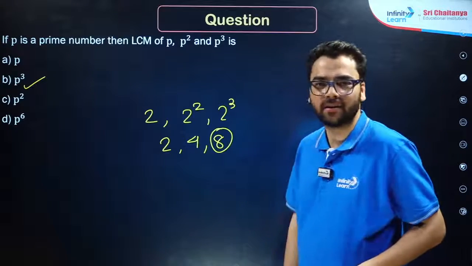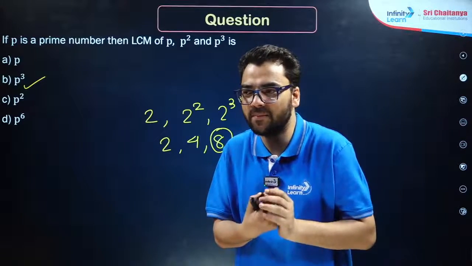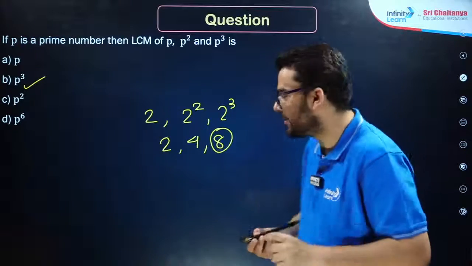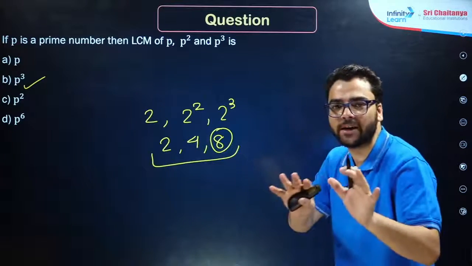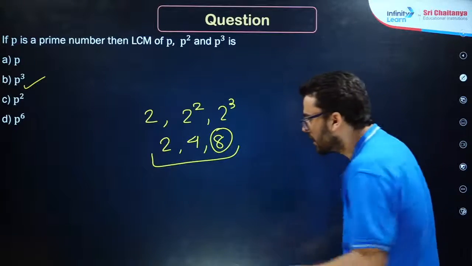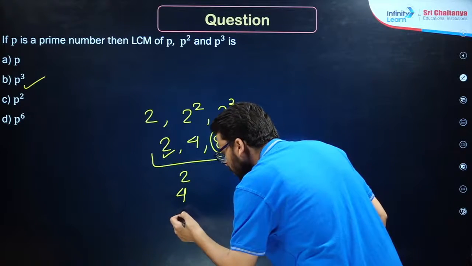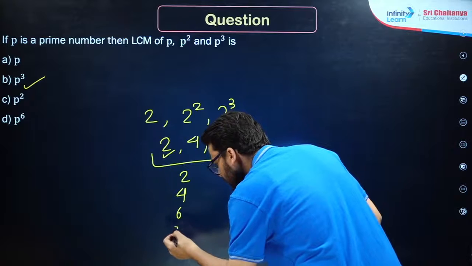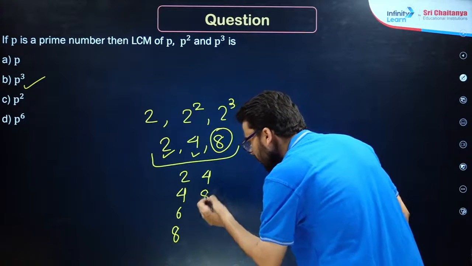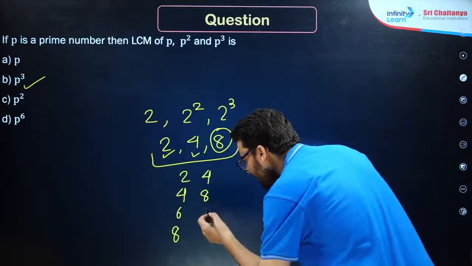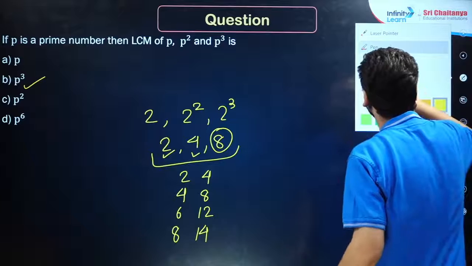Am I right? No, one more logic I will tell. If you don't understand the concept of LCM, then also I will use one logic. If I'm finding the LCM of these numbers, what am I actually doing? What is the table of the first number? 2 1s are 2, 2 2s are 4, 2 3s are 6, 2 4s are 8, correct? What is the table of this? 4 1s are 4, 4 2s are 8, 4 3s are 12, 4 4s are 16. Oh, sorry.